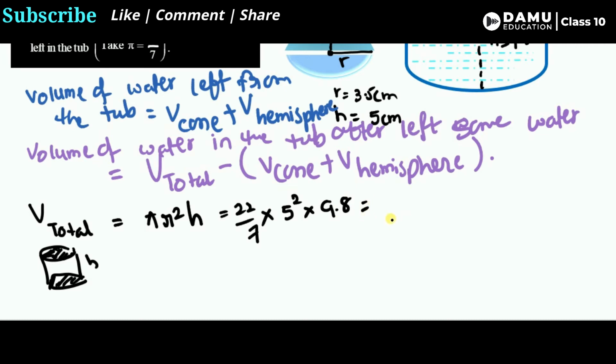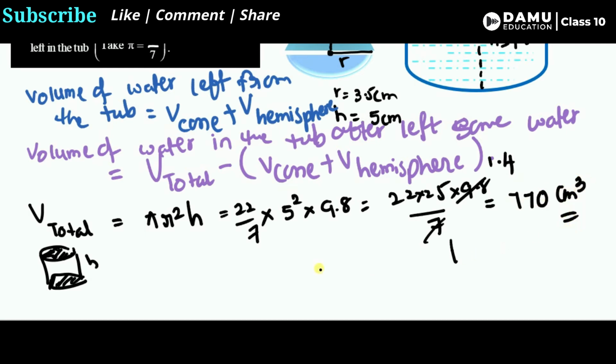So let's take 9.8 into 22 into 25 into 9.8 by 7. So 9.8 by 7, what answer will we get? That is 1.4. So 7 ones are 7, then 7 fours are 28. So 1.4 into 25 into 22 is 770 centimeter cube. So this is the total volume at the initial stage, the total volume of water.